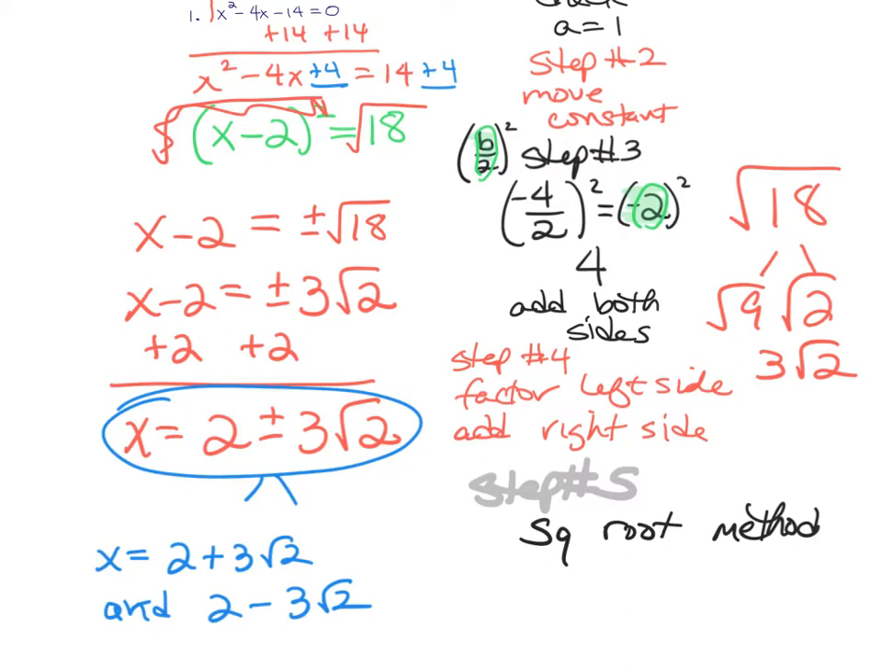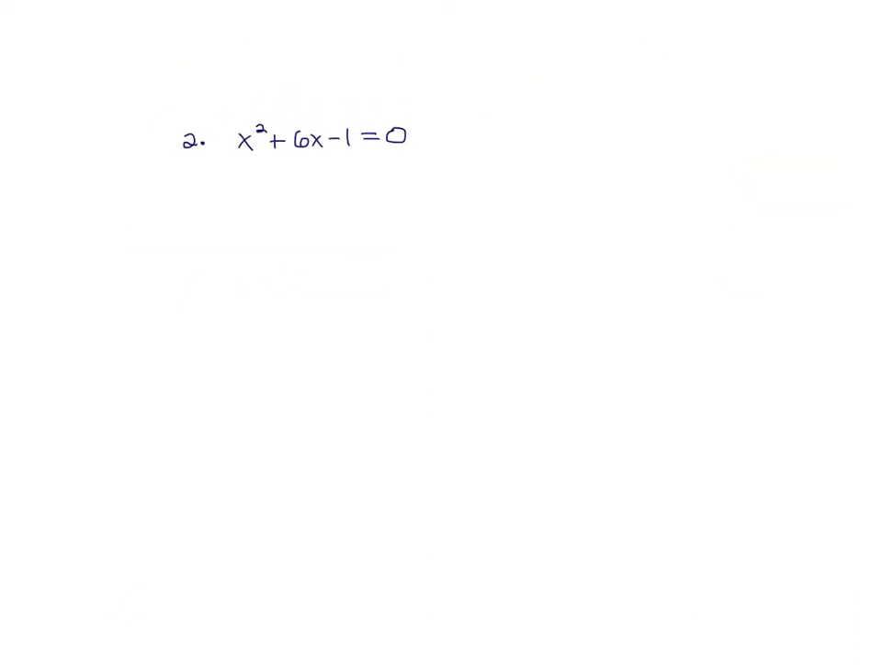That's your first example. Let's try another one. All we're going to do is practice these 5 steps over and over again. Step number 1, check to see if the number in front of x squared is a 1. And then you're going to move the constant. Step number 2 is move the constant.